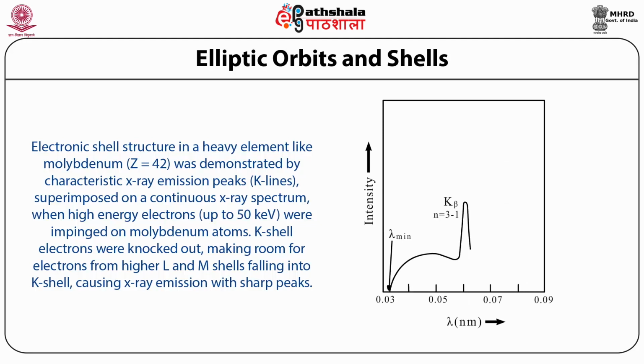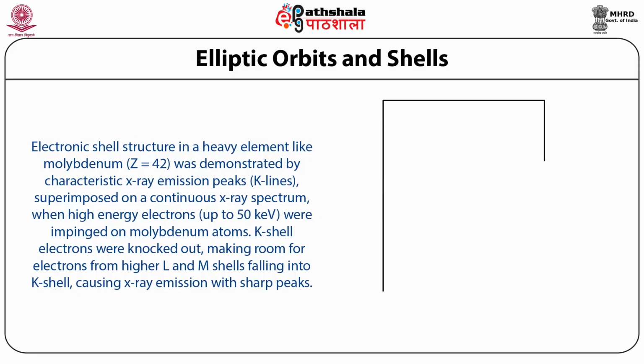When the molybdenum atom is bombarded by electrons, you see the electrons are impinging on a molybdenum surface, and as a result, X-rays are emitted, which you can see in the background. But in addition to the background X-ray distribution, you can see 2 peaks. One is K alpha and the other is K beta.